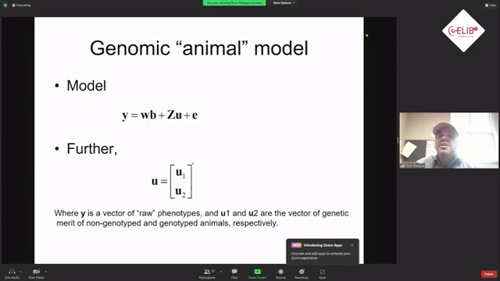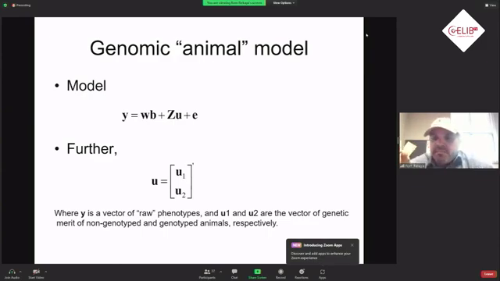So this is what we're going to do, and I'm going to go over this derivation a little bit, not too much. Let's assume I have my classical model. U is the vector of genomic breeding values for all the animals. Part of the animals are genotyped, U1. Another group of animals are not genotyped. And so we're going to see now what the variance covariance structure of this vector of genomic breeding values of genotyped and non-genotyped individuals would be.